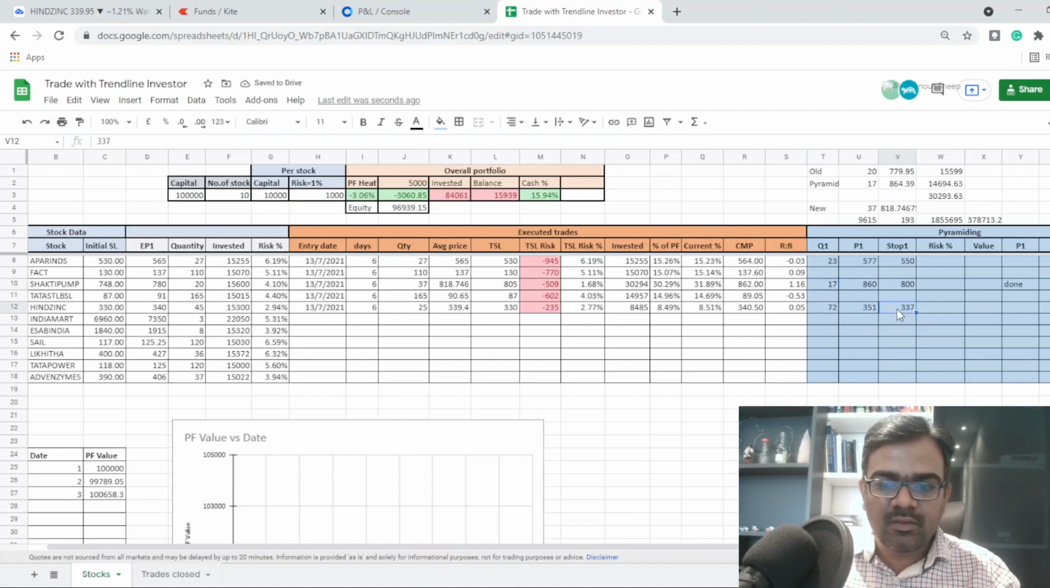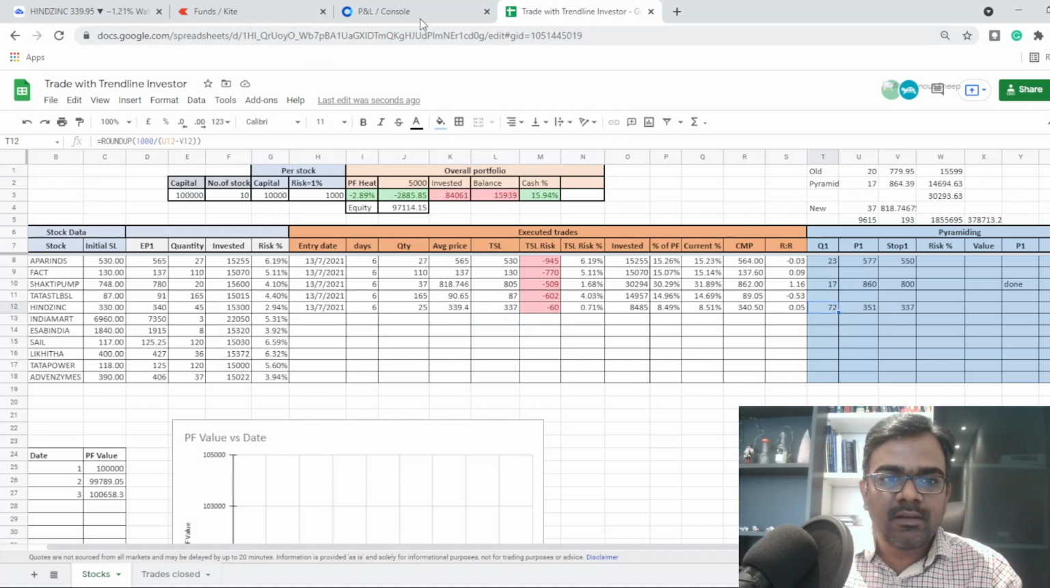But before that, you should ensure that you update the same 337 here and see the risk. If your trailing stop loss is 337, then your trailing risk for this position is 60 rupees. So I can take the complete position tomorrow at 72 because my risk would be 1.06%. So that's a pyramiding plan, guys.